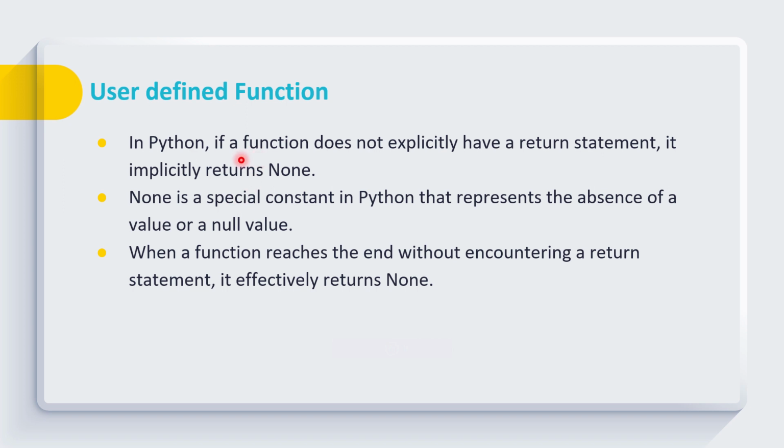It is important to note that if a function does not explicitly have a return statement, then it implicitly returns None. So we have discussed that we can create user-defined functions with return and without return. If a function has no return statement, then that function returns an implicit value of None. None is a special constant in Python that represents the absence of a value or a null value. Whenever a function reaches the end without encountering any return statement, it effectively returns None.